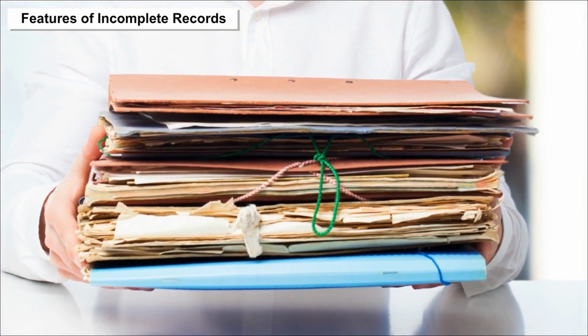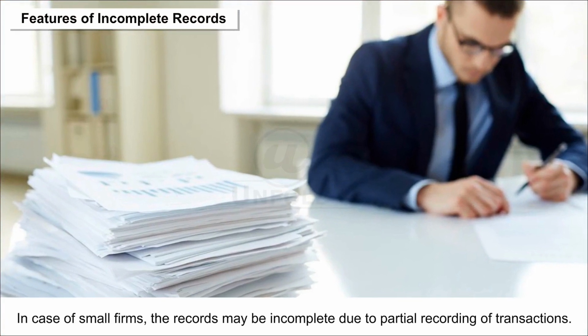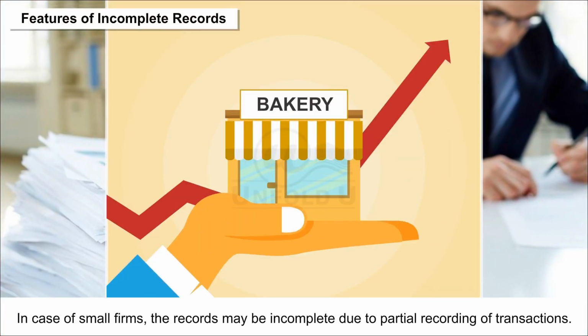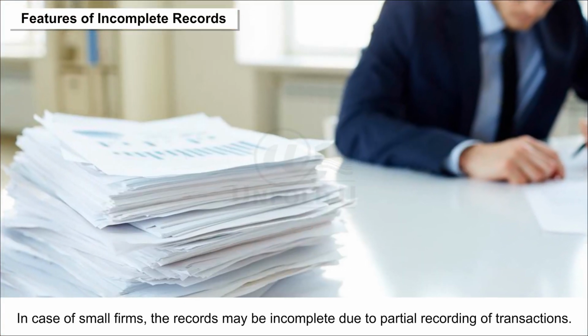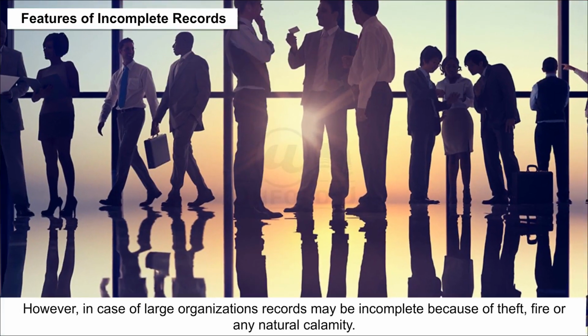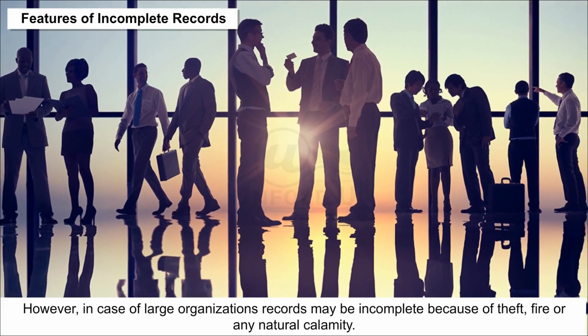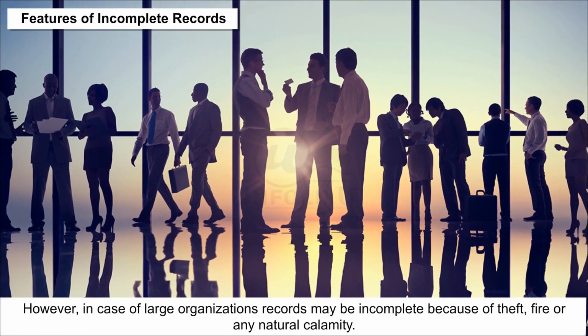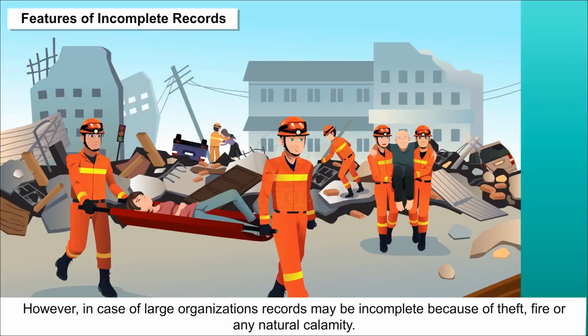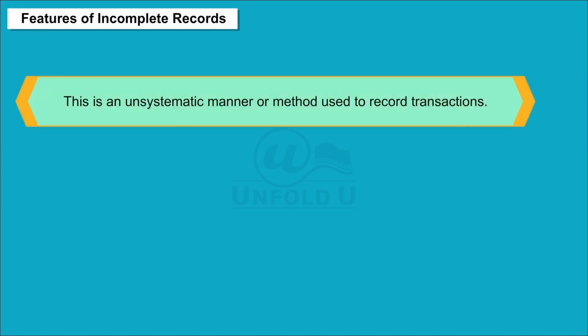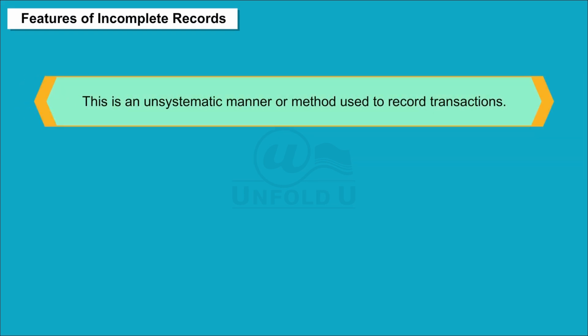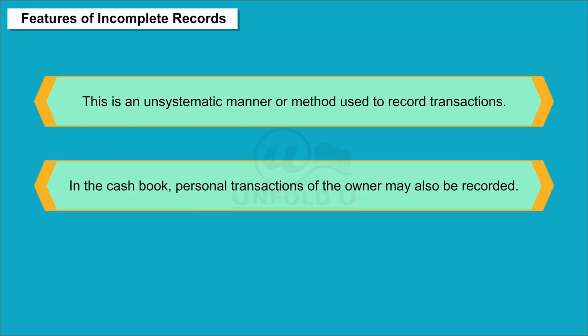Features of incomplete records. In case of small firms, the records may be incomplete due to partial recording of transactions. However, in case of large organizations, records may be incomplete because of theft, fire, or any natural calamity. Its features are given below. This is an unsystematic method used to record transactions. In the cash book, personal transactions of the owner may also be recorded.